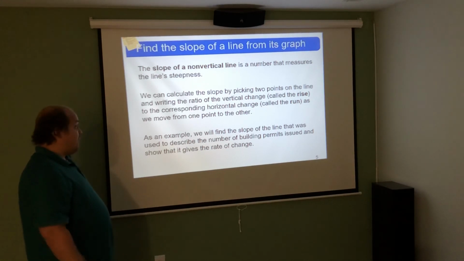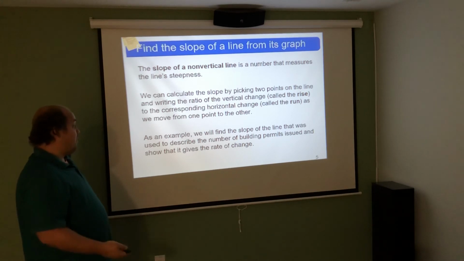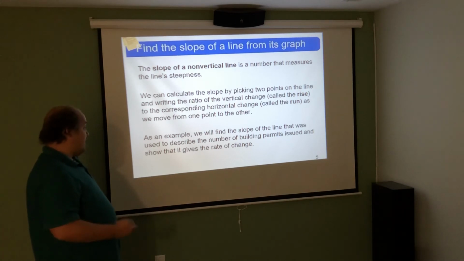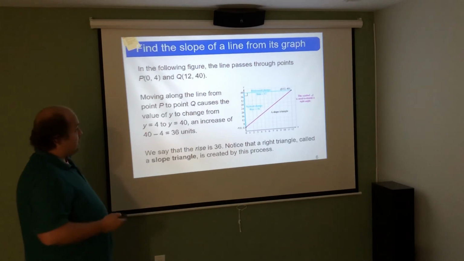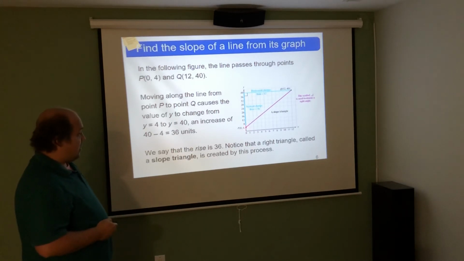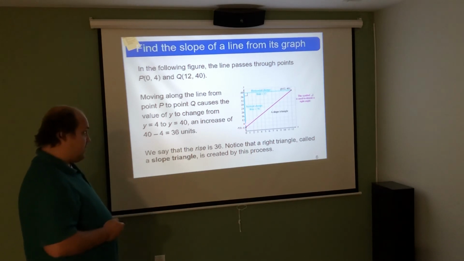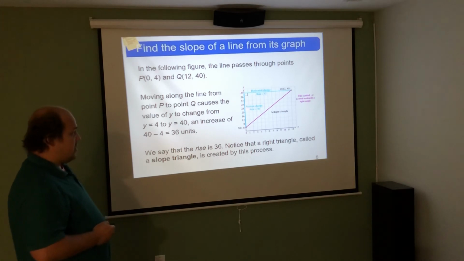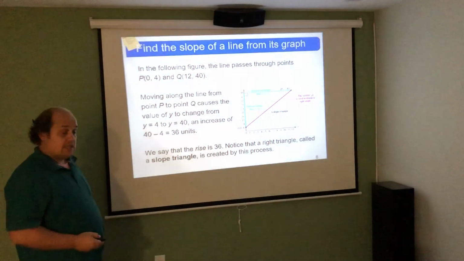As an example, we'll try and find the slope of the line that was used to describe the number of building permits issued and show that it gives the rate of change. So this is showing that if we start at 0, 4 and go up to 12, 40. Here is the line that we're trying to find the slope of. From this point to this point, there was a vertical change. It went from a value of 4 to a value of 40. 40 minus 4 means it went up a total of 36 units. The vertical change was 36.